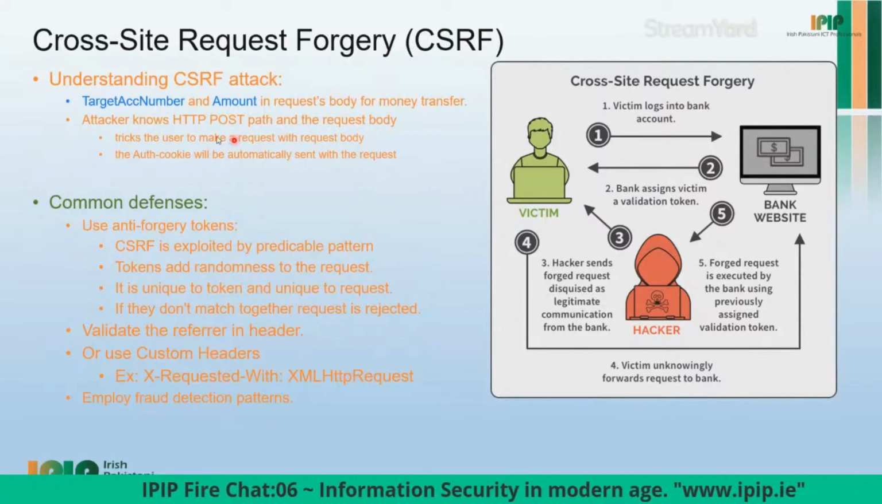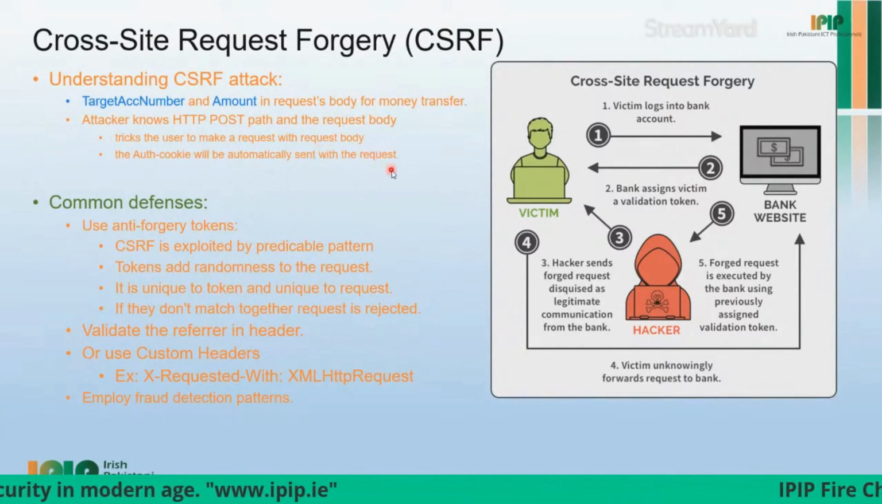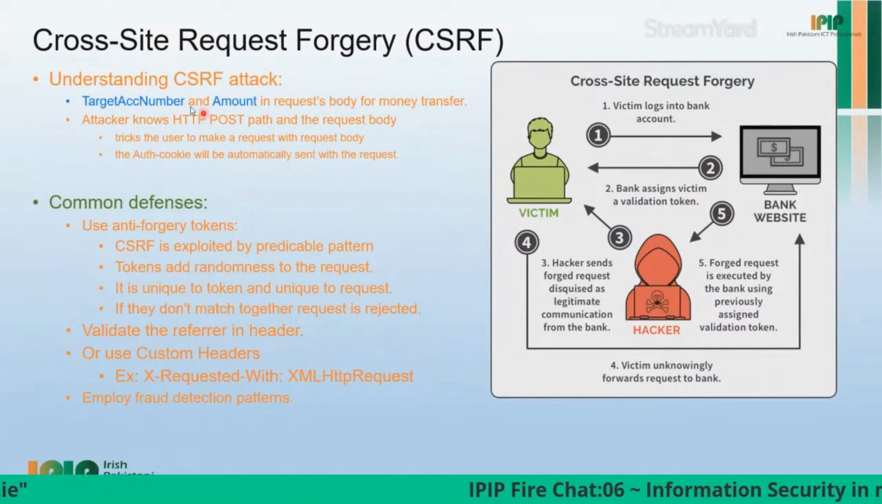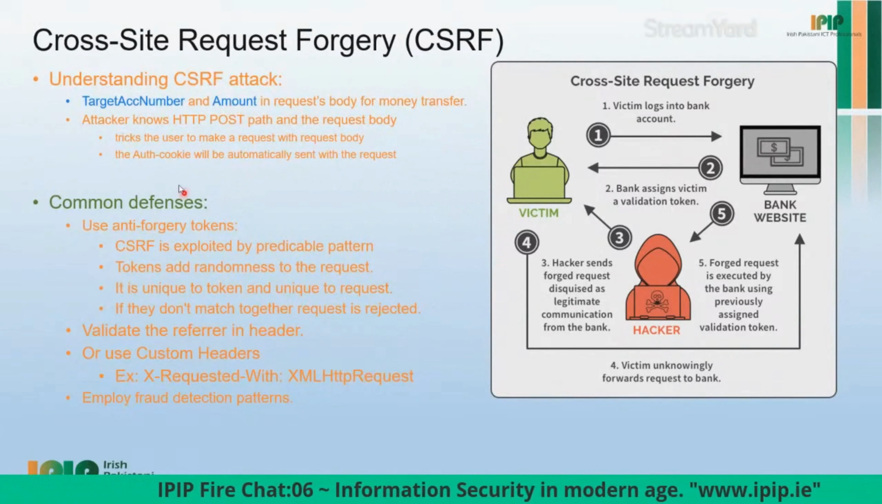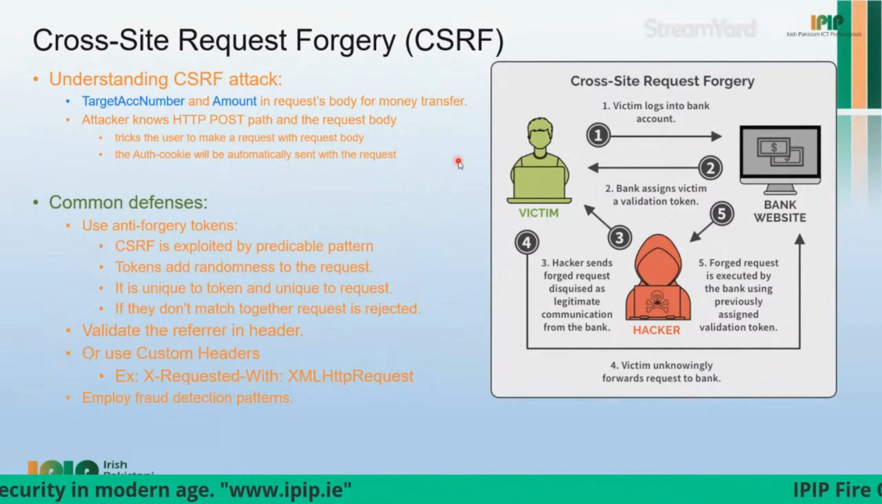So the attacker knows the HTTP POST path and is tricking the user into making the request with the request body. And he knows what the request body is. Then in the request body, you can change the account number or amount, and the auth cookie is automatically sent with the request. So it happens when the web app is not secure enough.